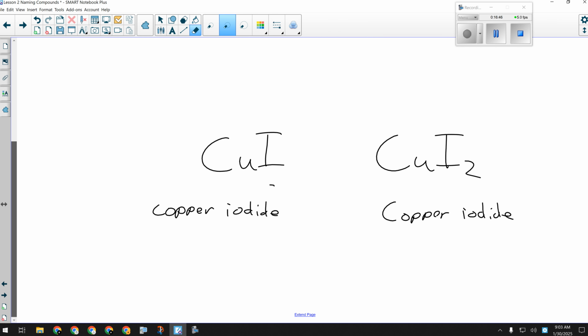In this compound here, since iodine always has a charge of -1, the copper must have a charge of +1, right? The compound's got to have an overall charge of 0. So in this case, this is the copper with a +1 charge. So I would simply write down here that this is copper(I) iodide. How did I know what iodine's charge was?